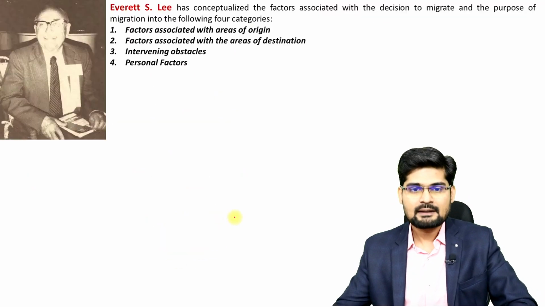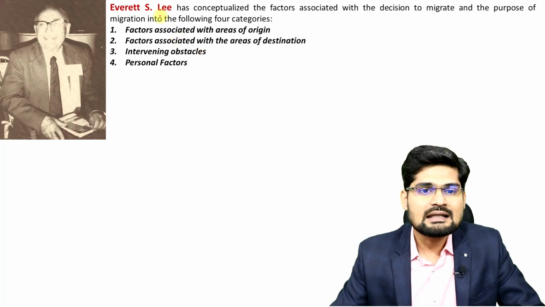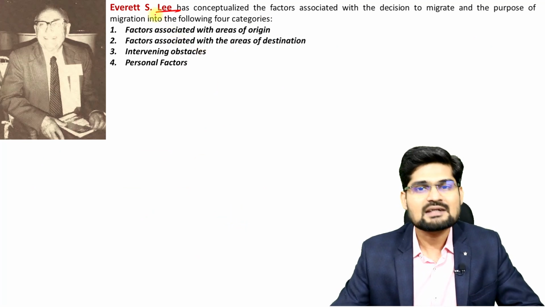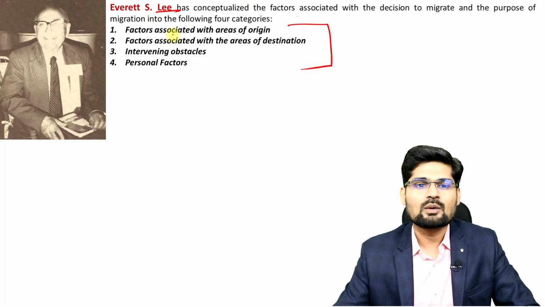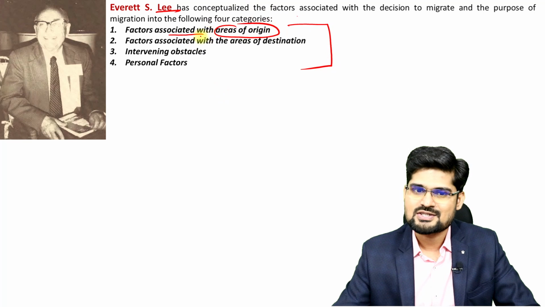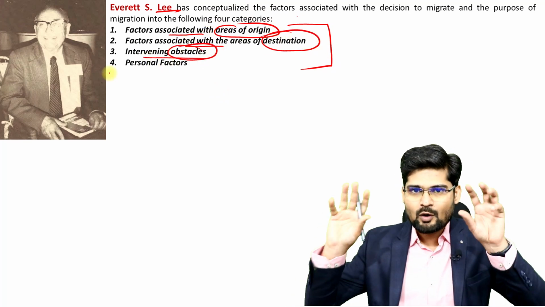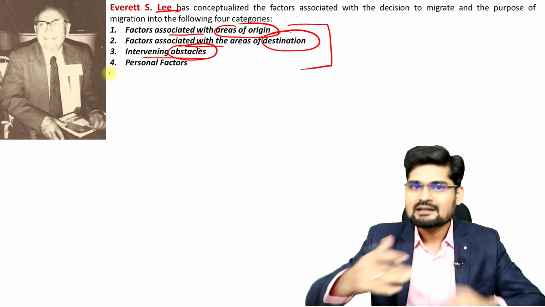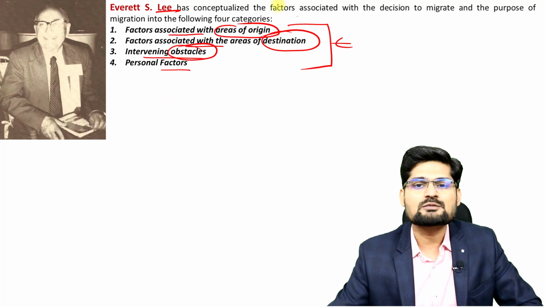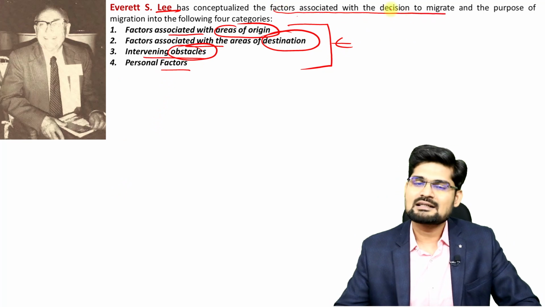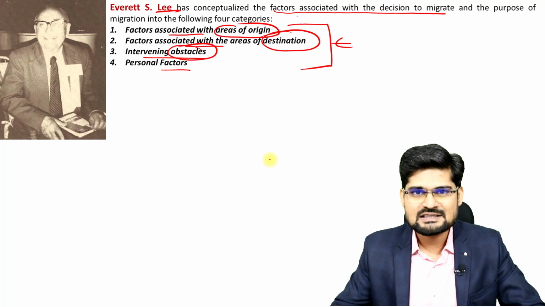That's important. Now, the next theory that we already talked about was Lee's theory. Now, Lee's theory is a very interesting theory. Why is it interesting? Because it talks about these four categories. One is the factor associated with areas of origin, one in areas of destination, one in between the origin and destination, which is intervening obstacles, and the personal factors. So what did Lee say? He conceptualized the factors associated with the decision of a migrant, that how do we decide to migrate on the basis of these factors, right?